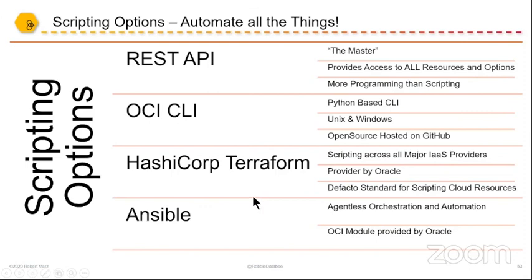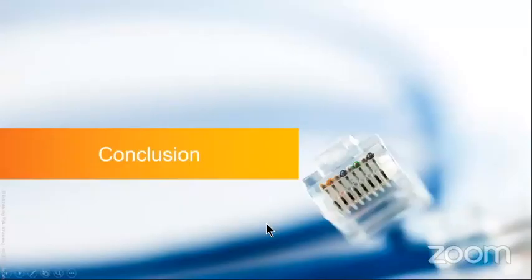And finally, you can choose your configuration management tool of choice. I picked Ansible as an example, but there are Chef and Puppet and all these other kinds of tools as well. And again, there are OCI modules provided by Oracle here.